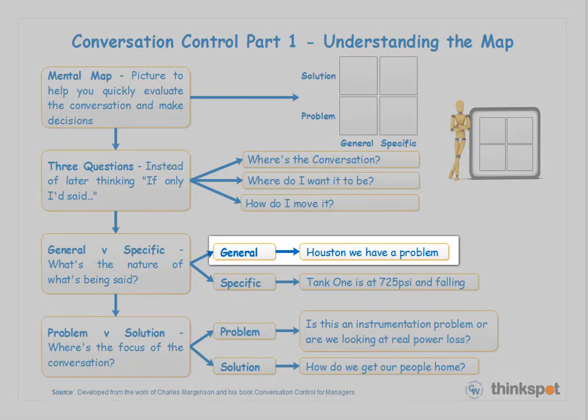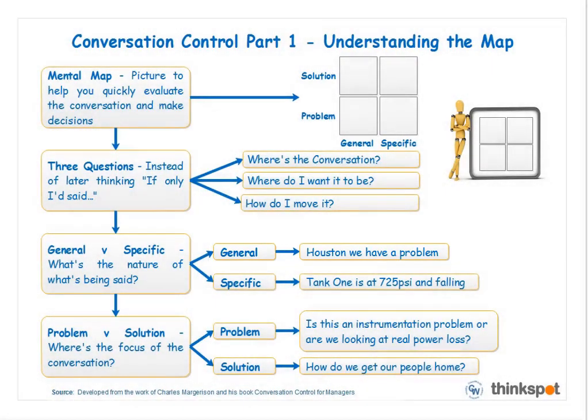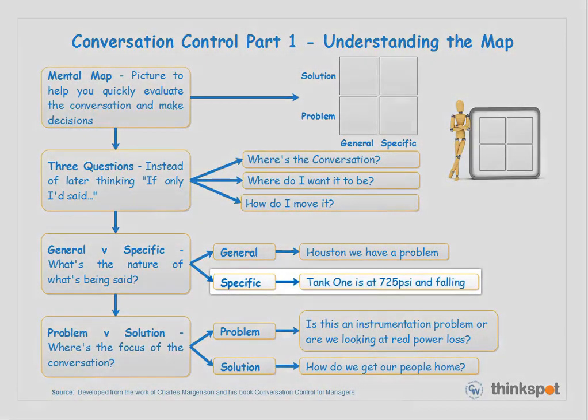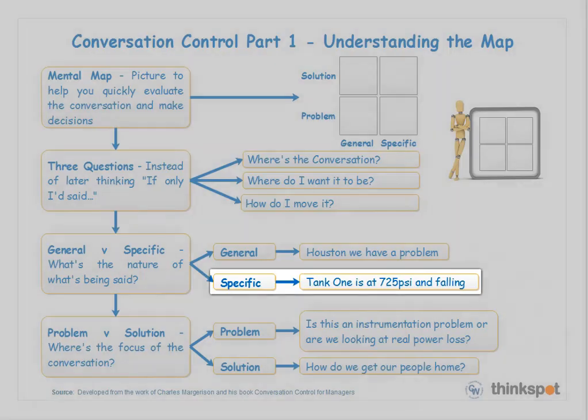You can't possibly know what the problem is from that statement, so it's general. As the diagnosis continues, one of the flight controllers reports on the oxygen supply. "Tank 1 is at 725 psi and falling." Now we've got specific information about the problem.